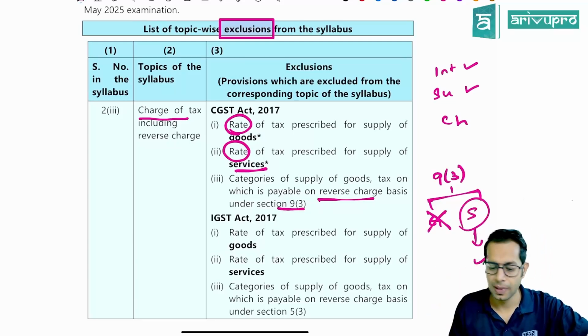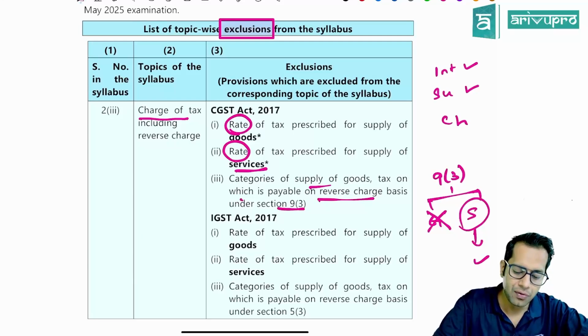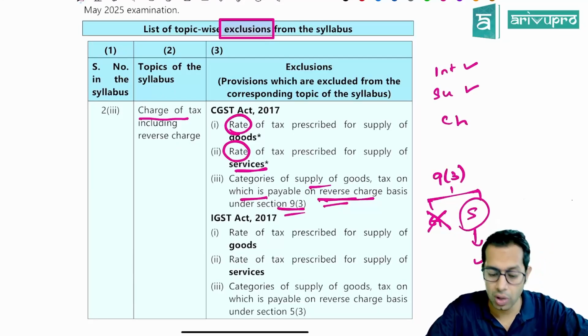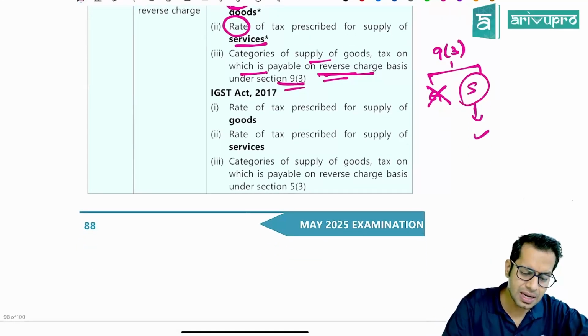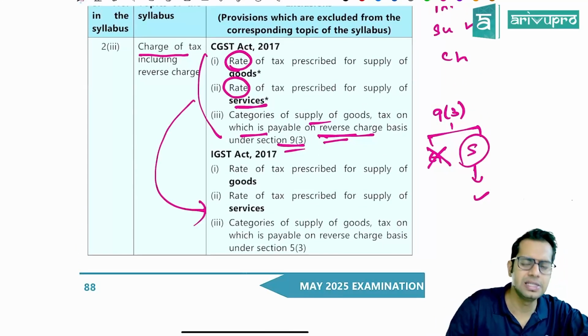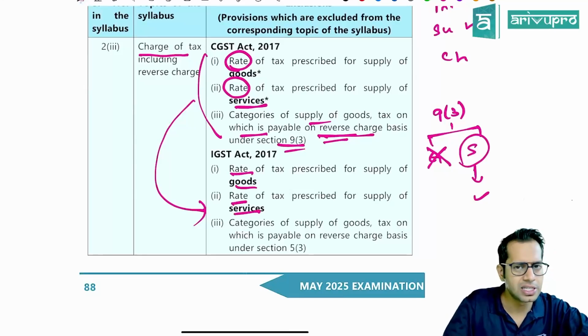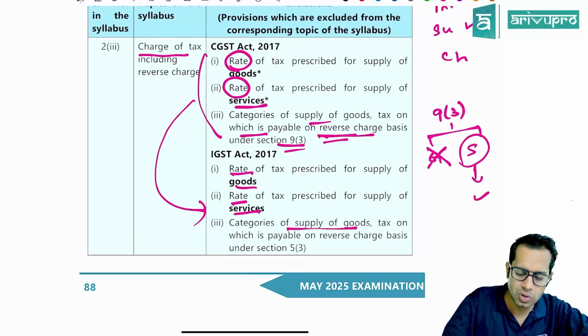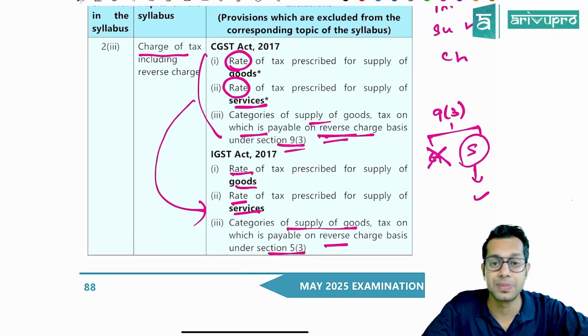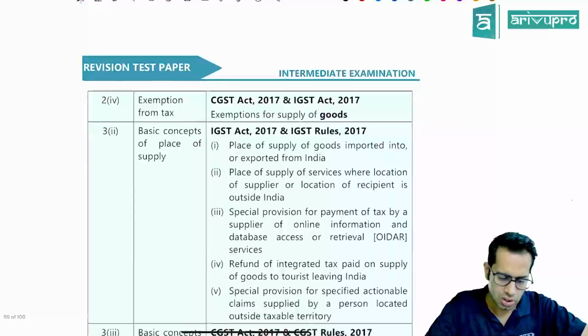They have given over here: categories of supply of goods on which tax is payable under reverse charge under section 9 subsection 3 is not part of your syllabus. Similarly, the same 3 points are given from the IGST Act also. So rates under the IGST Act for goods, rates under the IGST Act for services, and categories of goods which are taxable under reverse charge under section 5 subsection 3 is not something which you have to study.